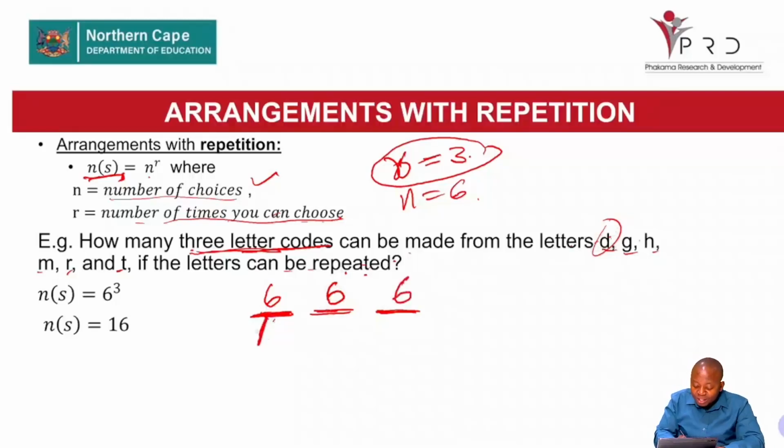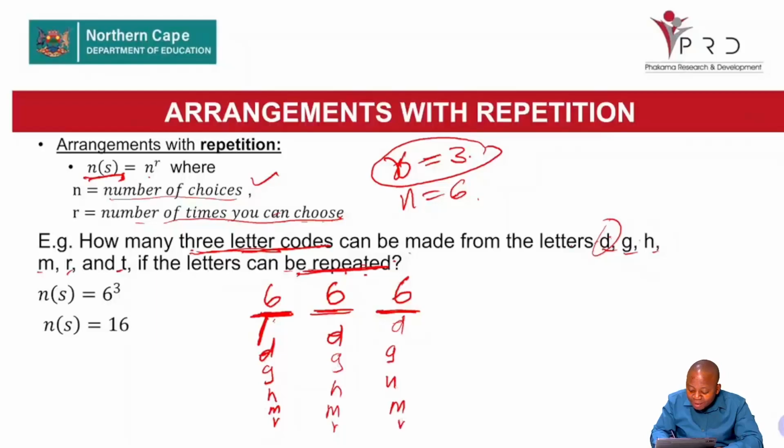So this means on the first one, how many options do I have? 6. It's D, G, H, M, R. Because we are repeating the letters, in the second choice we still have D, G, H, M, R. On the third one again, we still have D, G, H, M, R. So that's what we are saying in that case. We can see that letters can be repeated.